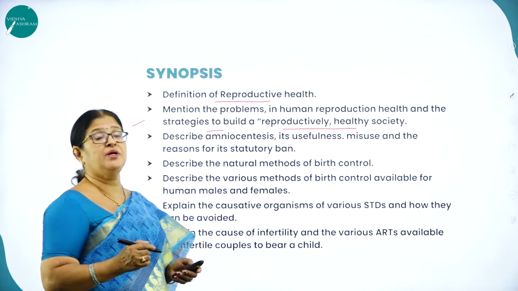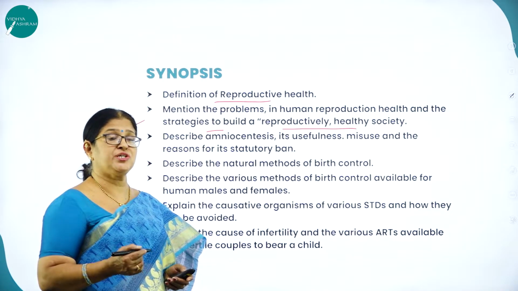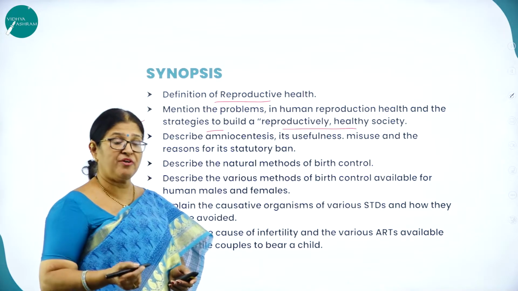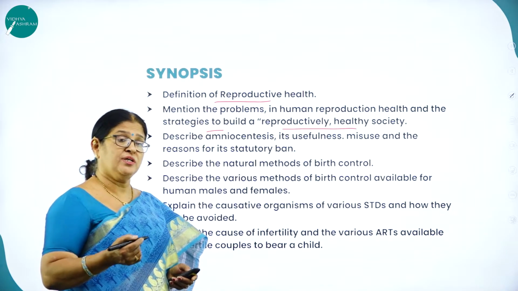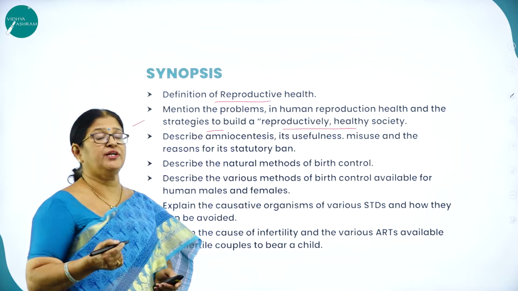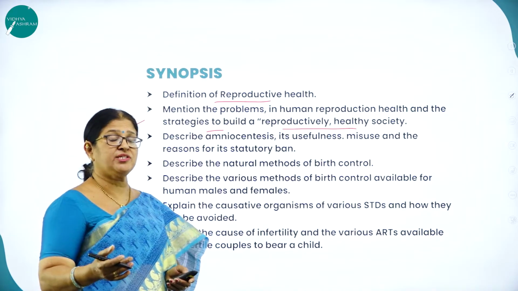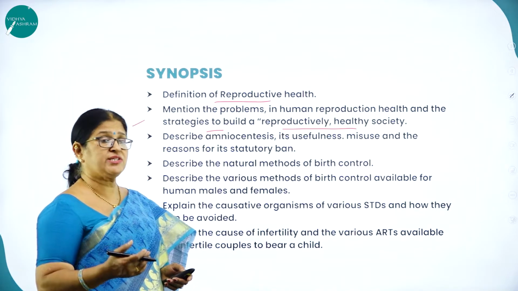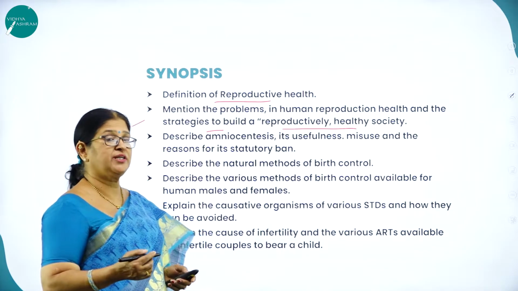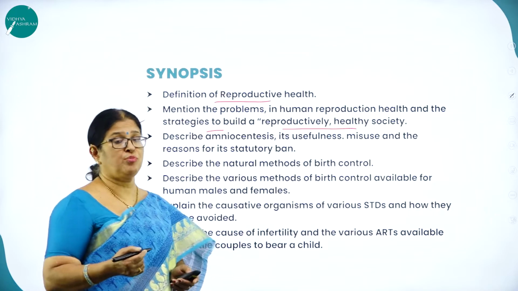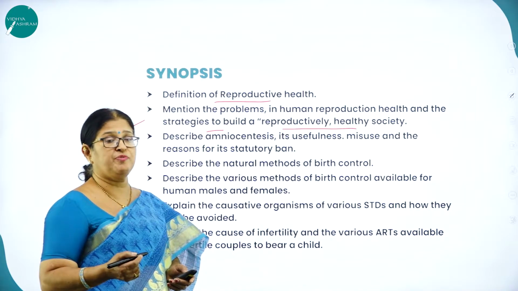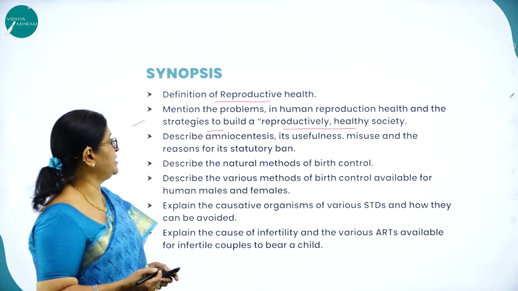For example, we have to give proper sex education in schools and colleges, make them aware, and create awareness about the hygienic practices of sexual intercourse. All that should be taught to the younger generation in schools and colleges. So sex education is very, very important, so that they come to know about all that, and they are also responsible for maintaining a reproductively healthy society.